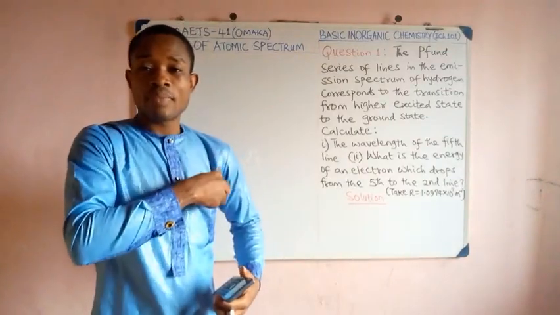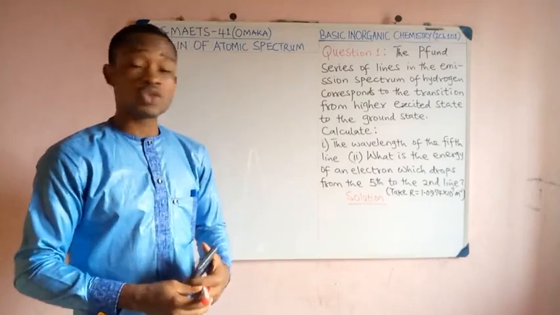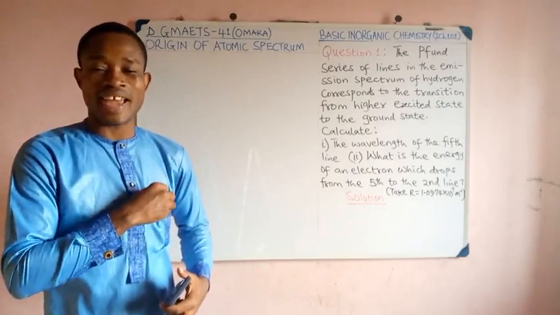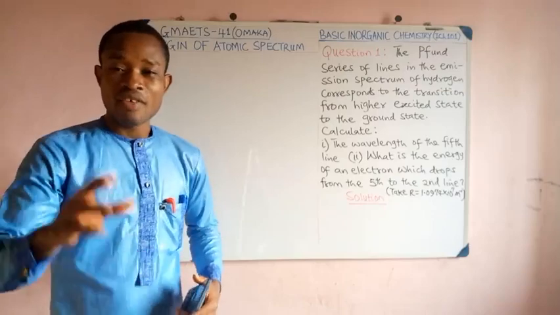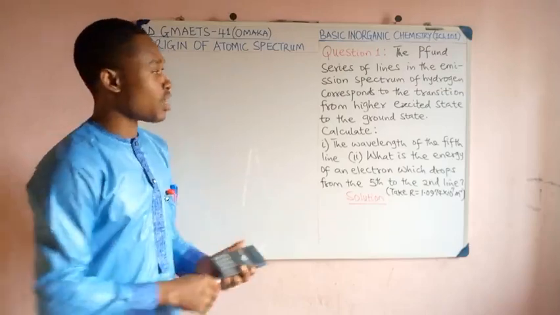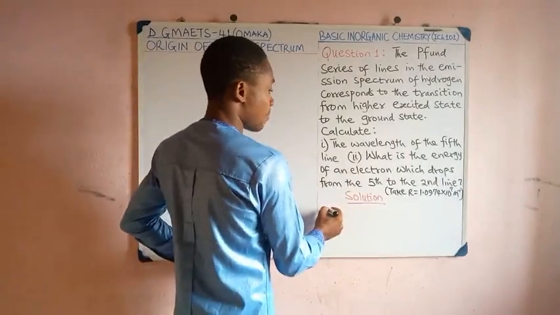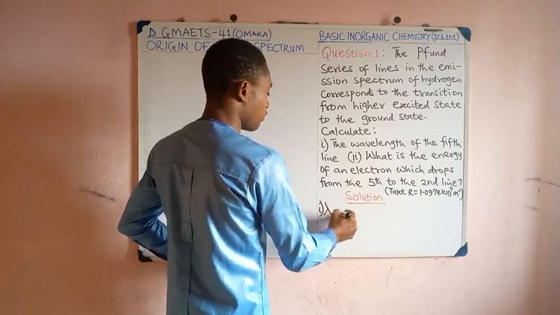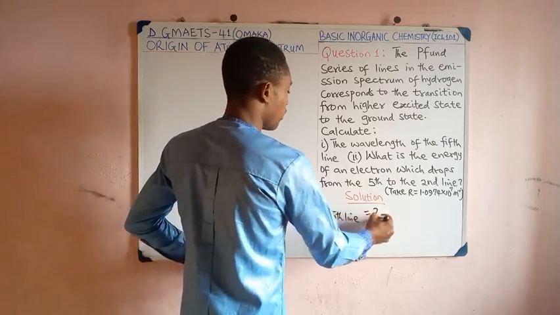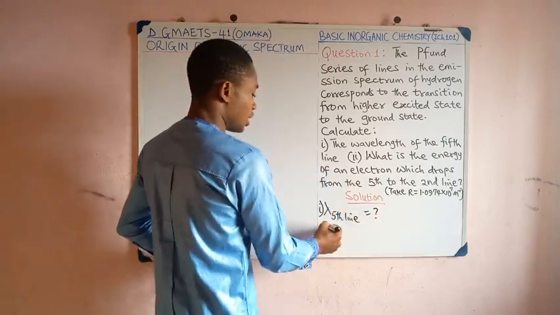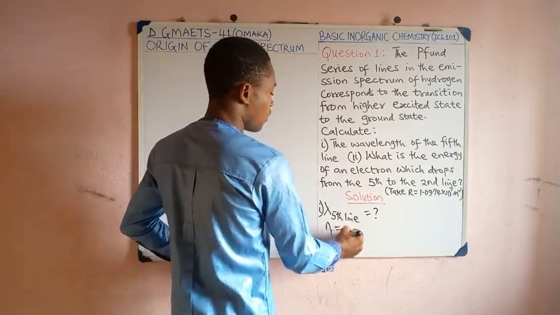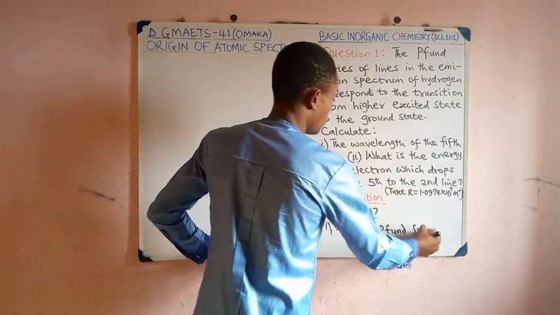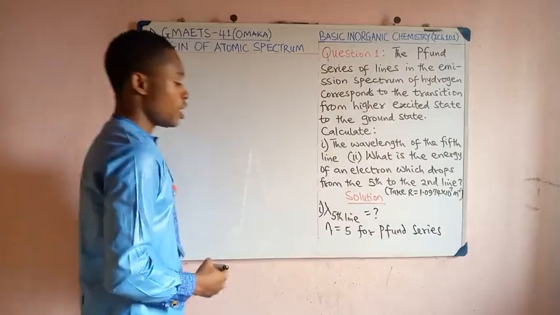The first thing we need to remember is that this problem is based on Pfund series, and because of that, we need to quickly determine the n1 value for Pfund series. Pfund series is the number 5 series in the hydrogen spectrum. So we are to get the wavelength. That's the first part of the question. The wavelength of the fifth line we don't know. Then we know that n1 is equal to 5 for Pfund series.